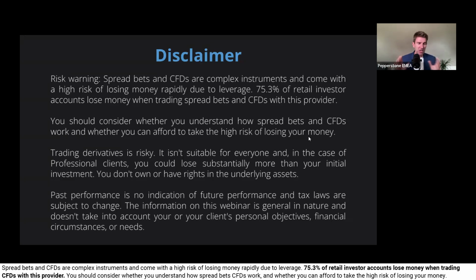If you're brand new to trading, double check you know what you're getting into, you understand how the platform works, how margin works, how leverage works, all that other good stuff. And if you understand that, then let's go. Let's try and talk about some things that can help improve your trading.